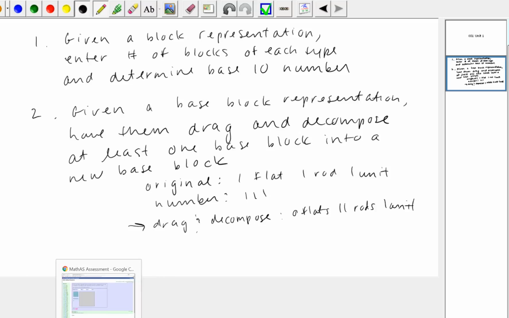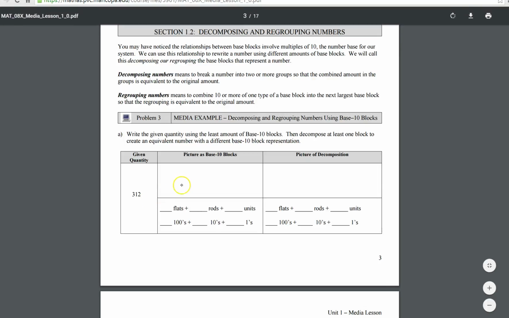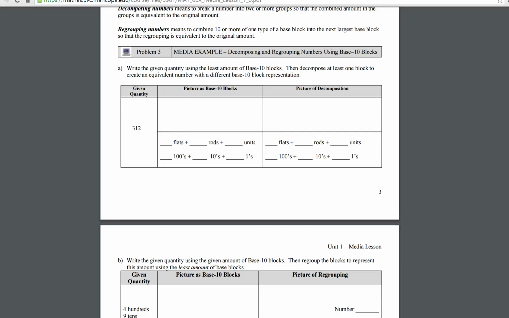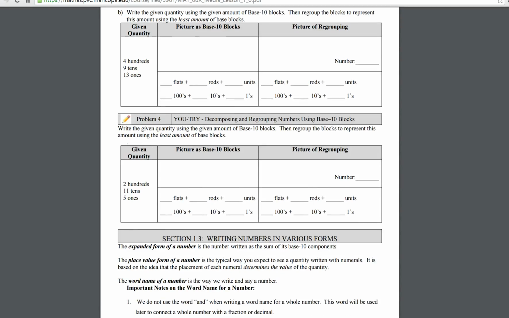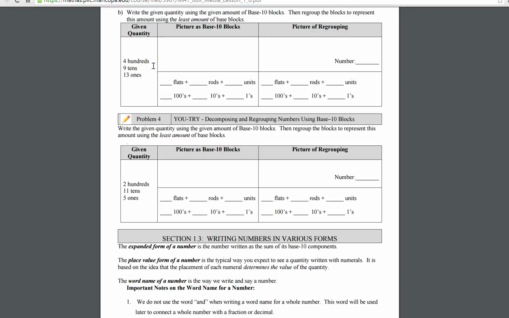So for regrouping, okay, so this is what we had for decomposing here. We have them make the original picture. It's also nice to connect this to hundreds, tens, and ones, but we don't necessarily have to yet. And then we have them decompose something and write it in a new way. And then regrouping is the other direction. You give them a value, hundreds, tens, ones, or flats, rods, units, whatever it's going to be, and have them regroup something. So write the original, or maybe here they're given the picture as base 10 blocks.